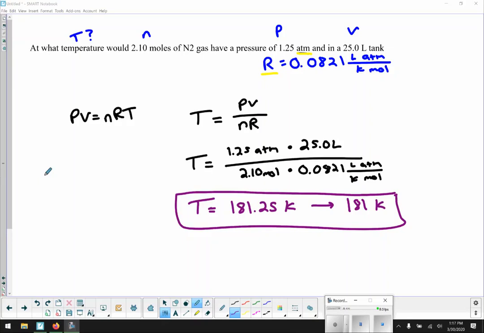So that's an ideal gas law problem. I'm going to do one more, but pretty much that's what it is. You'll be given 3 of the 4 variables. You'll have the constant. Just make sure you use the right constant. And then you plug it in and rearrange it.